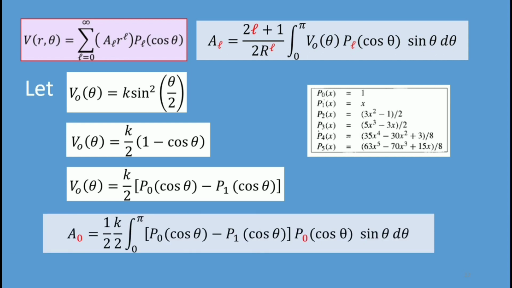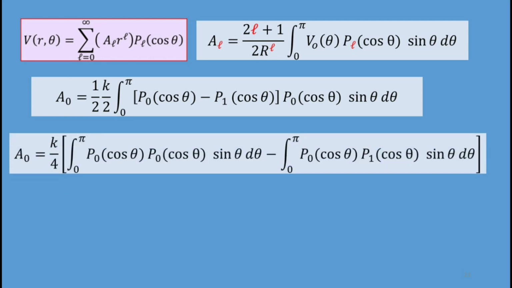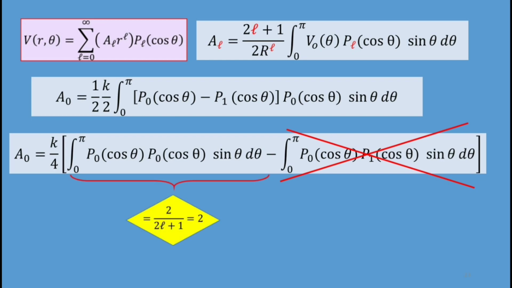So now putting in l equal to 0, we have A naught equal to k upon 4 times the integral from 0 to pi of (P naught cos theta minus P1 cos theta) multiplied by P naught cos theta sin theta d theta. So we have k upon 4, just multiply within the bracket: the integral from 0 to pi of P naught cos theta sin theta d theta minus the integral from 0 to pi of P naught cos theta P1 cos theta sin theta d theta. You can see in this second term, m is not equal to n, that's why the second one is 0. So we get only 2 upon 2l plus 1, which is equal to 2. So A naught will be k upon 2.